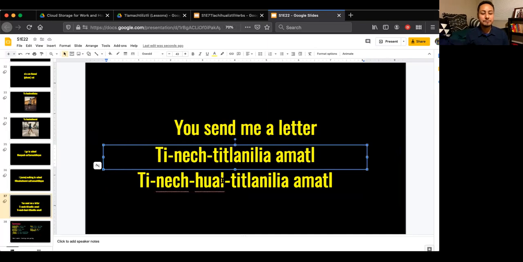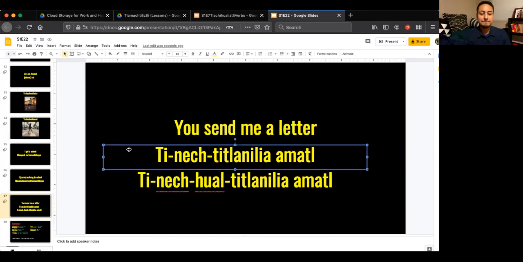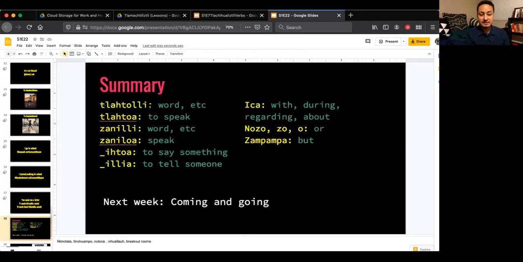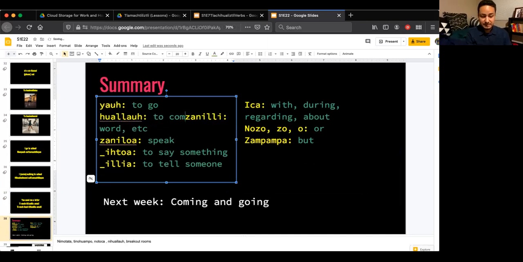Now, what uses these on and wal. I didn't make a summary yet, but essentially the verb to go in Nahuatl is ya, but it's irregular. The verb to come is wala, and it's irregular. And you use the prefix on for motion away, and the prefix wal for motion towards, like towards the speaker.